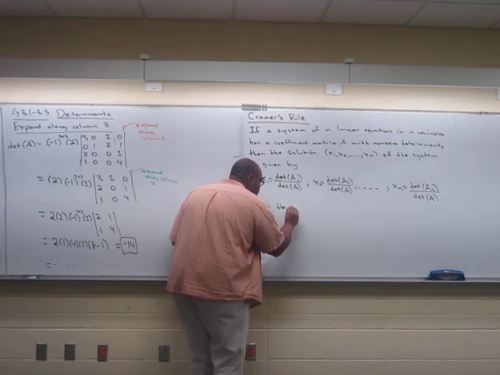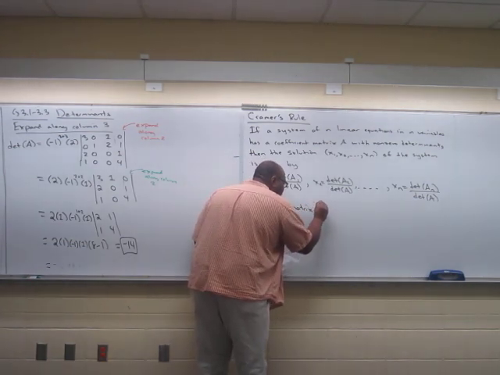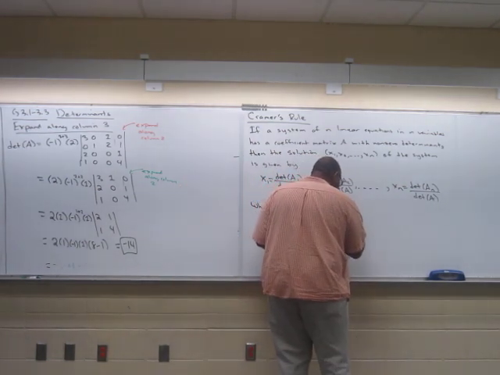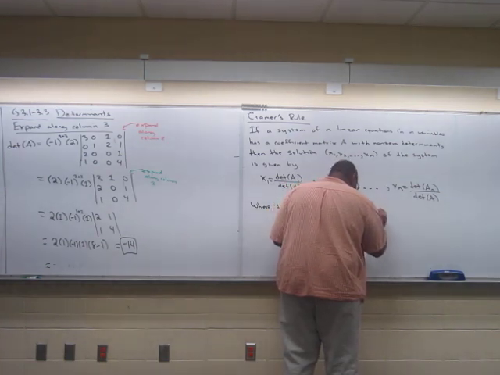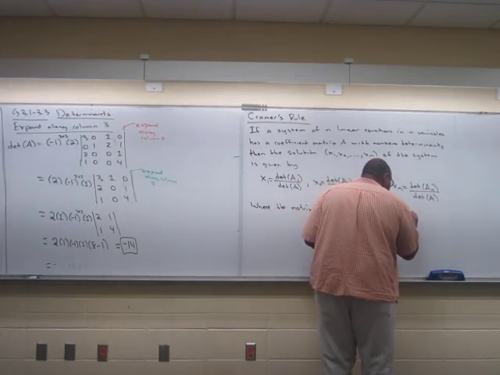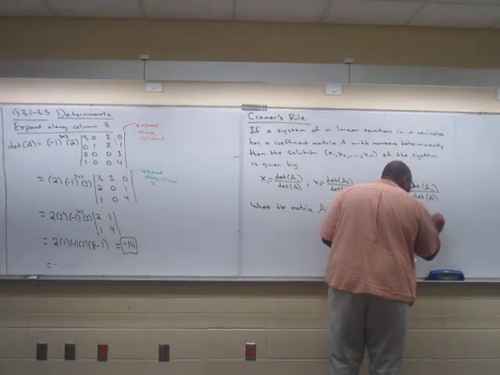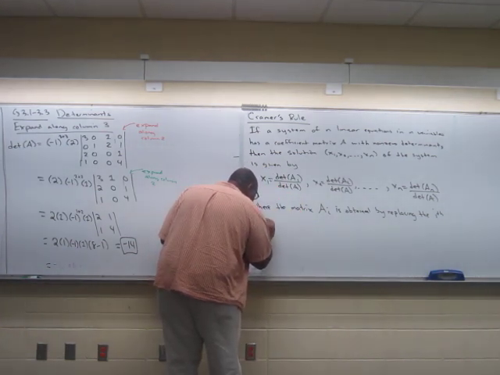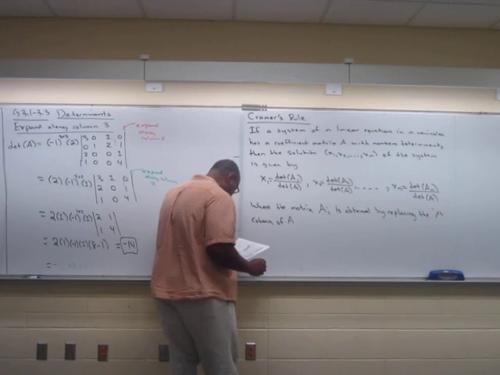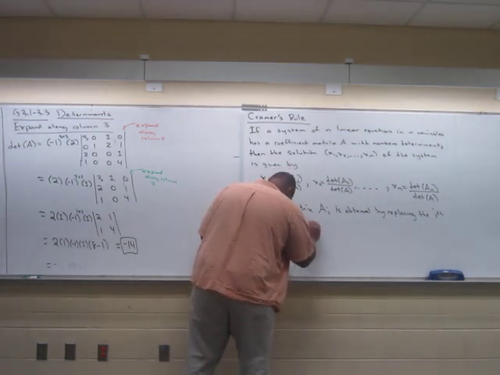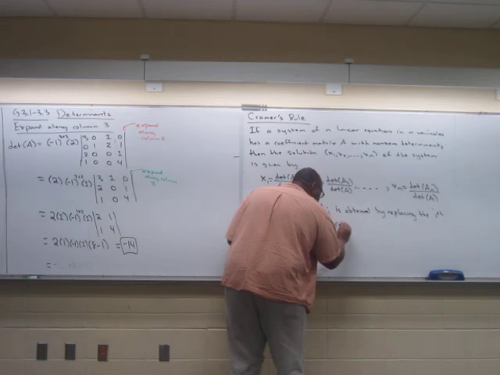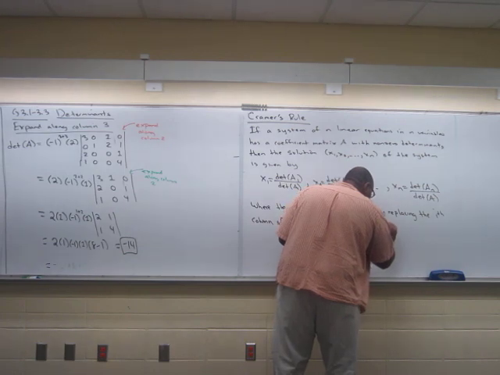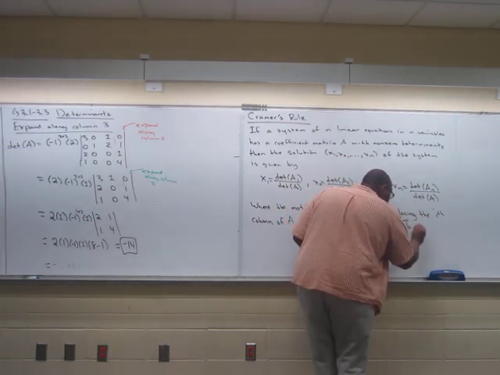the matrix A sub i is obtained by replacing the ith column of A with the column of constants B in the system of equations.